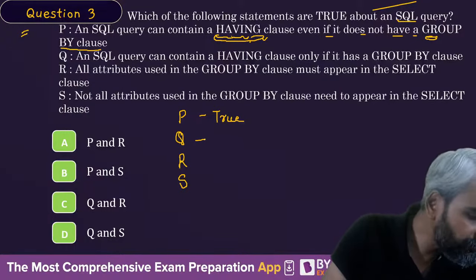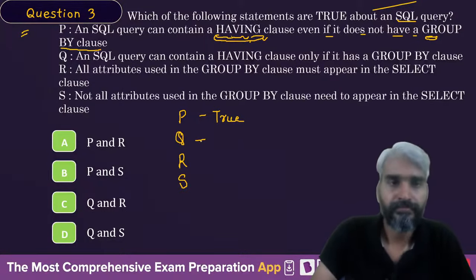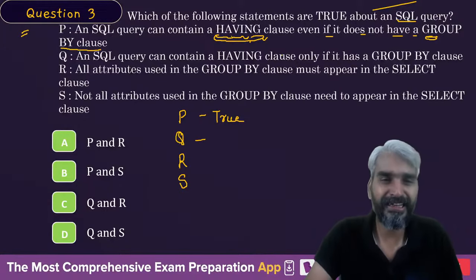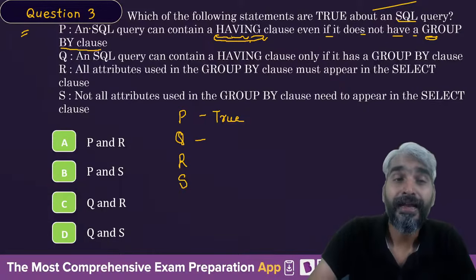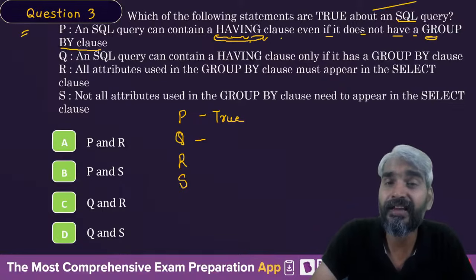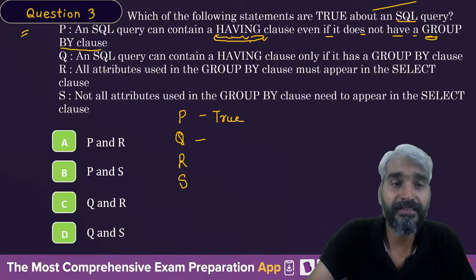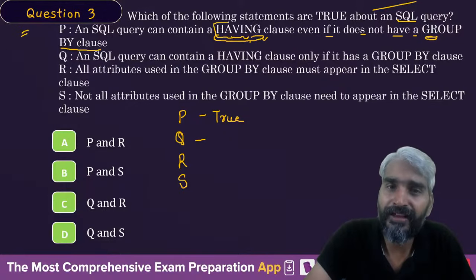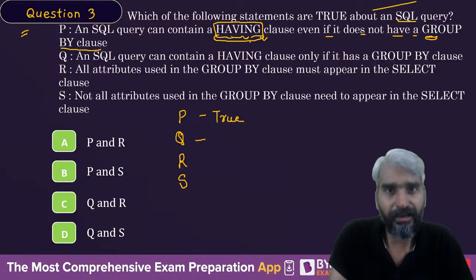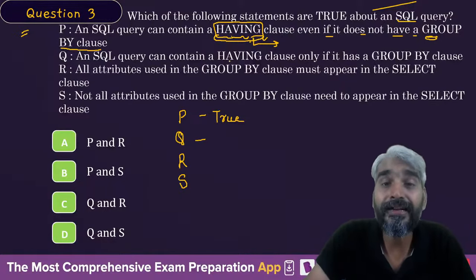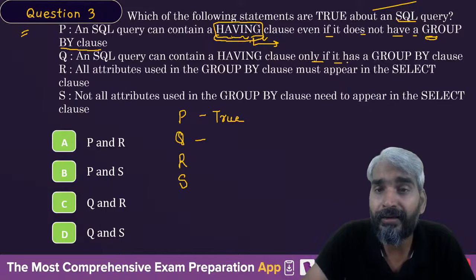What about the second statement? Harsh, you are saying D. I am saying statement P is true. An SQL query can contain a having clause even if it does not have a group by clause. It can contain a having clause. The scenario is that if you have a having clause without a group by clause, then this having clause will work on each tuple. That's the only thing.